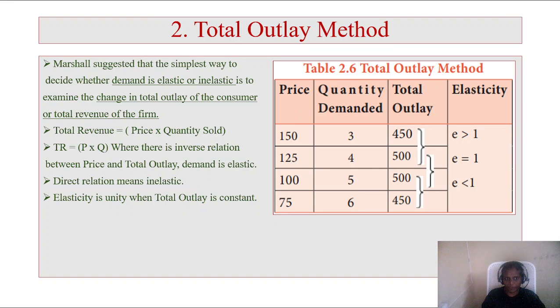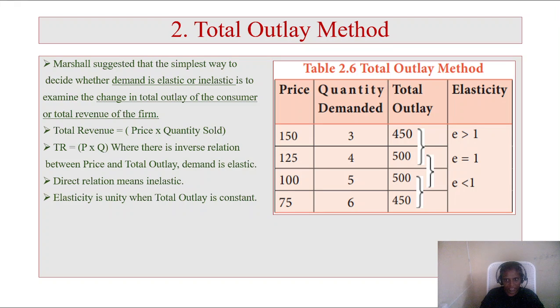He measures it with the help of the consumer's outlay or the total revenue of the firm. The two parties should be there, the seller as well as the buyer, and only then can the elasticity of demand be analyzed. Either side of the data should be there, and only then can the elasticity of demand be analyzed or measured. It is a simple method given by Marshall to determine whether the demand is elastic or inelastic.